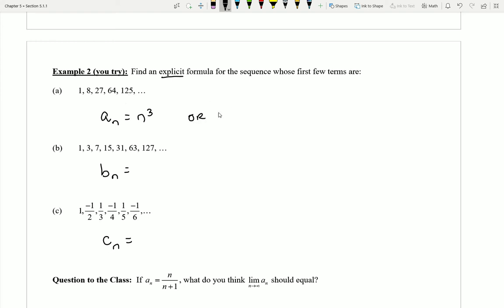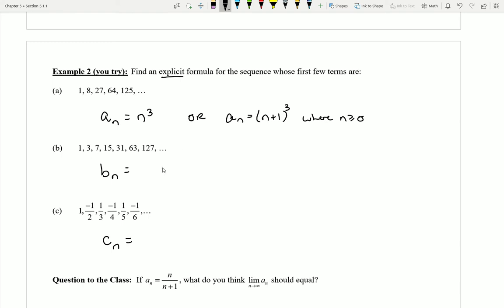Notice this isn't the only possible formula that I could come up with. Notice if I wanted to, I could come up with a formula that looks like this and specify that n is going to start with the number 0 and then go up from there. This would generate the exact same thing.